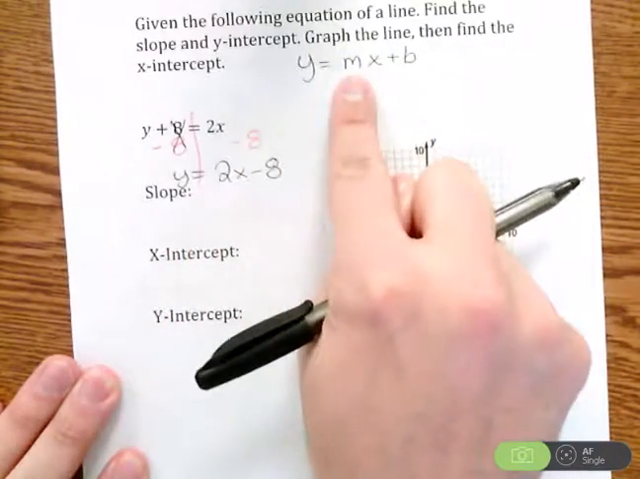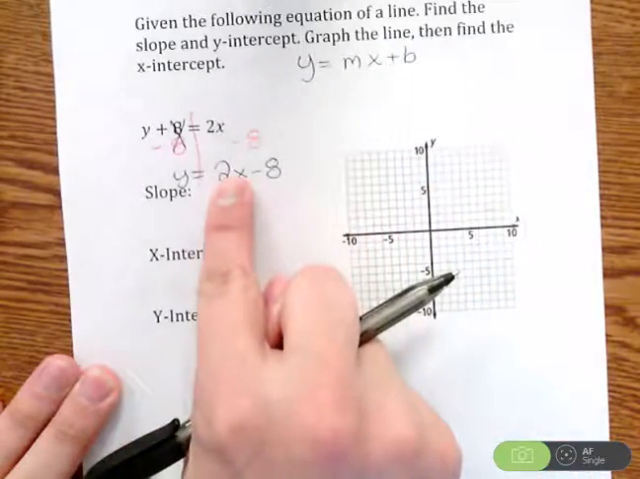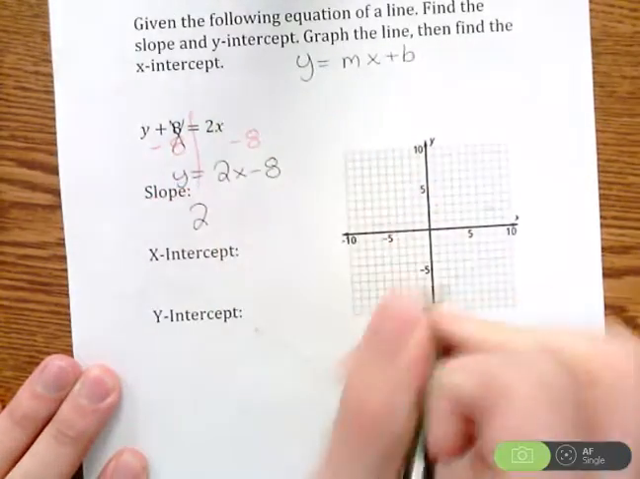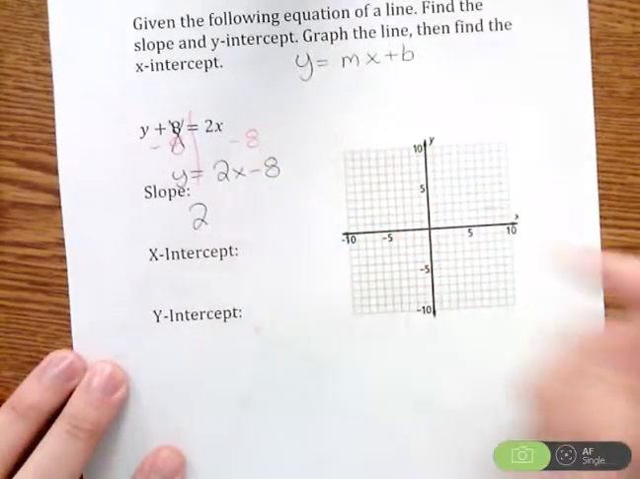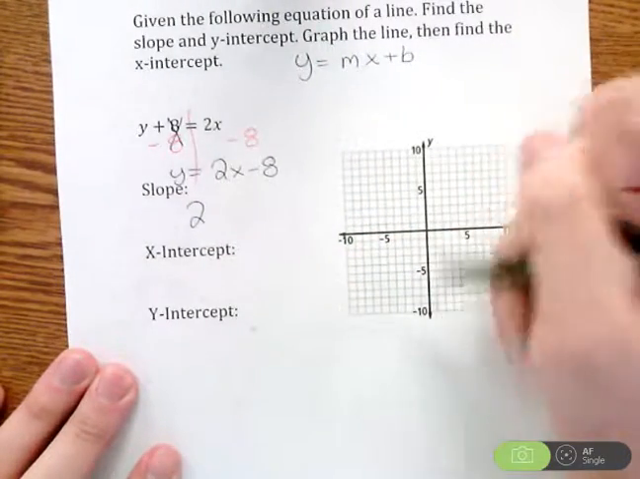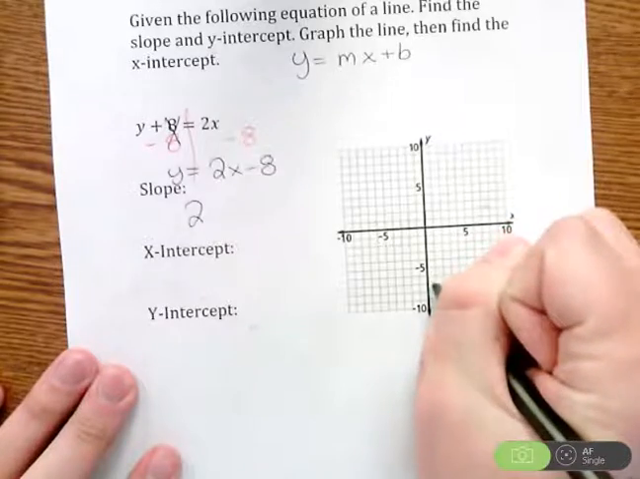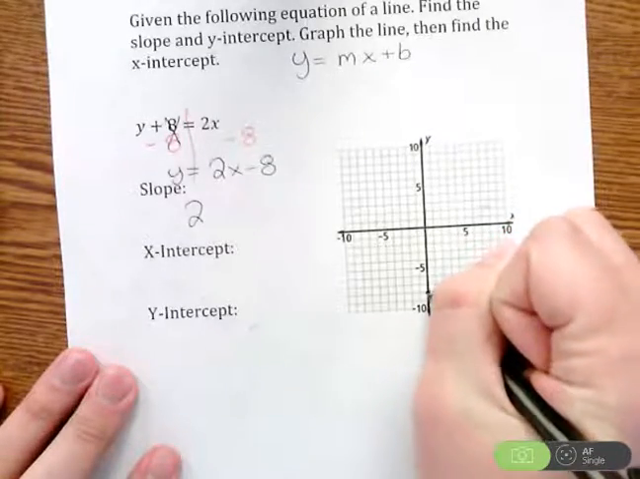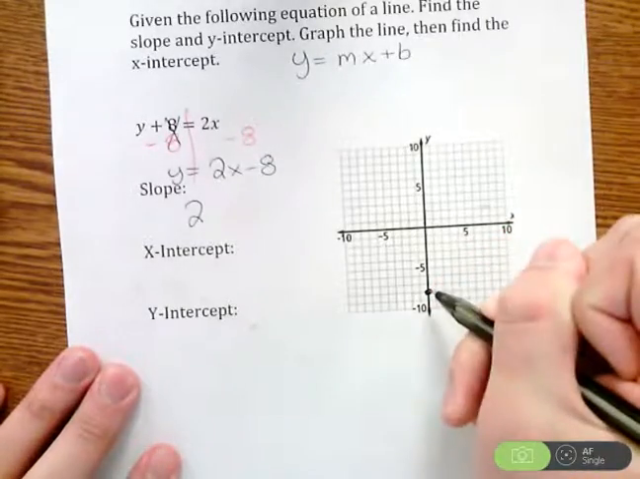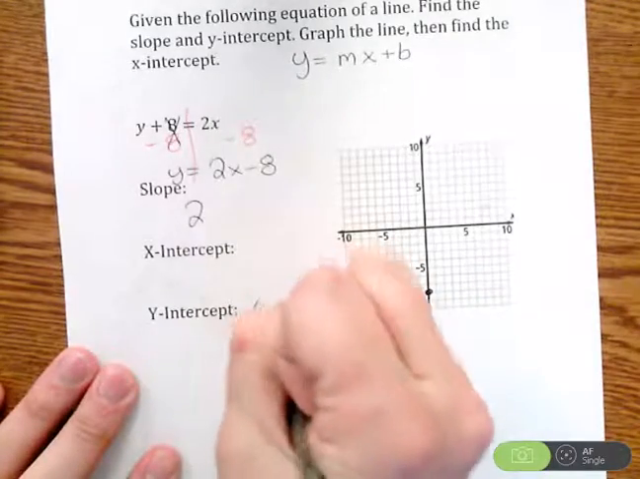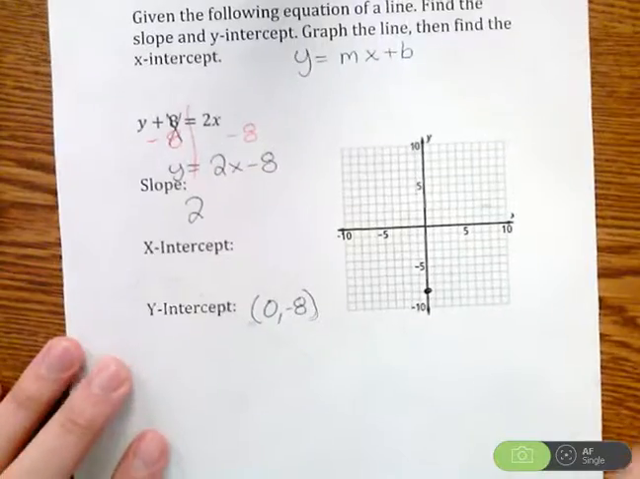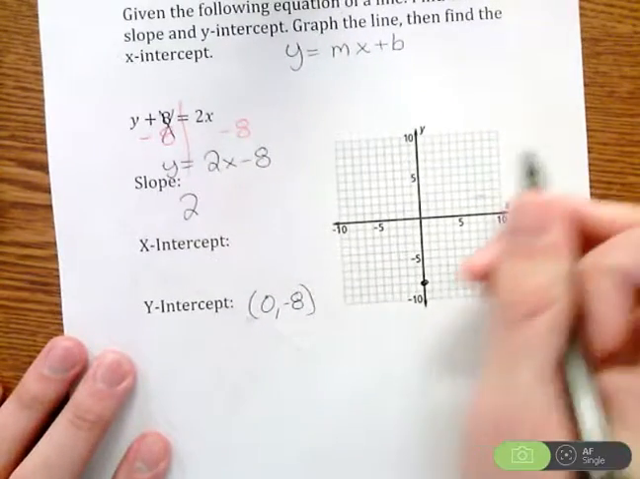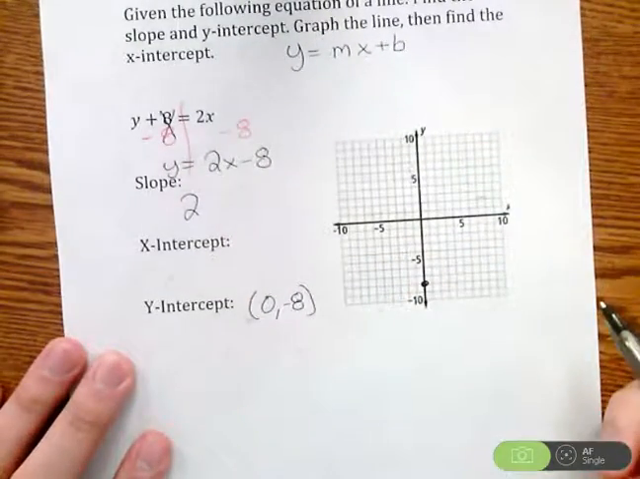So we can go ahead and look at the number in front of the x as my slope, so I see a 2. My y-intercept is b, which in place of b I see negative 8. So I need to go on my y-axis down to negative 8, and the xy coordinates of this are (0, -8). The only thing I'll have to do is figure out my slope from here and graph it, and find my x-intercept.